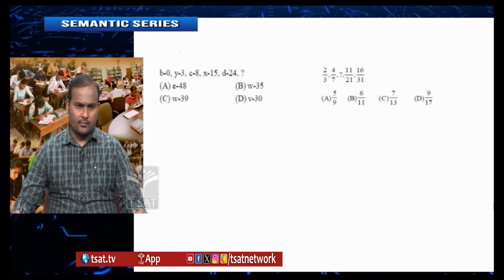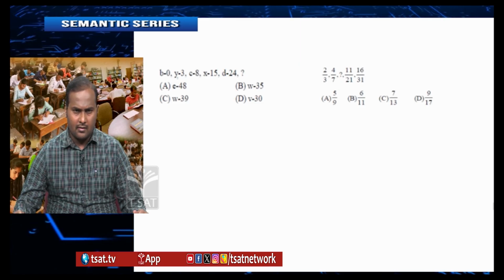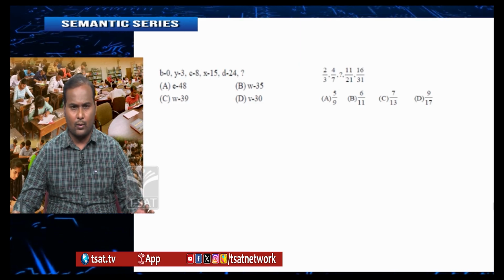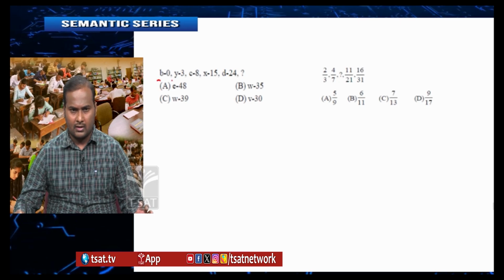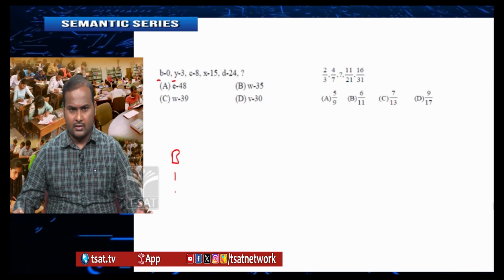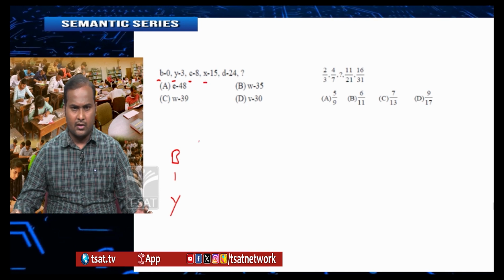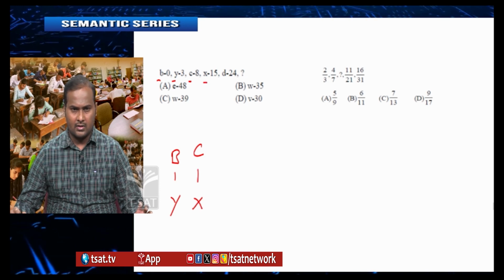Let's see this question. In this question, B, Y, C, X, D. The moment you see B and Y, you have to remember that B's opposite is Y. In the same way, C and X, you know C's opposite is always X.